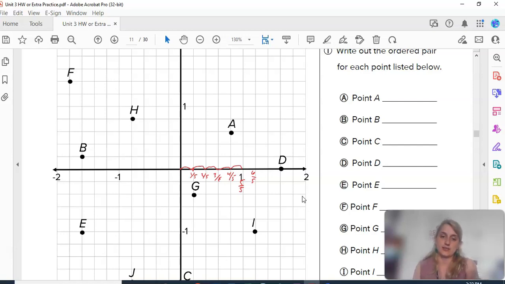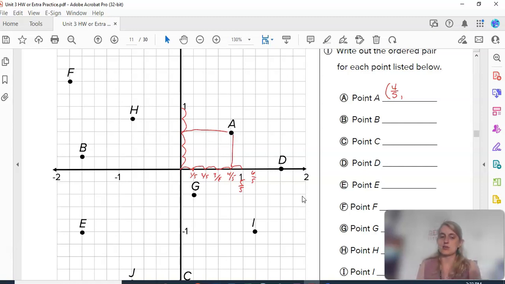Point A is right here. It is an x-coordinate of 4/5. I have to have my open parentheses. I have to have a comma. Then I look at my y-coordinate. Just quick double checking. 1, 2, 3, 4, 5. Okay, yes. The y-axis is also in fifths.